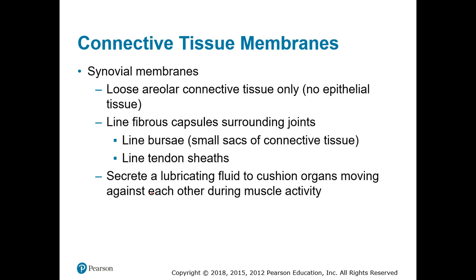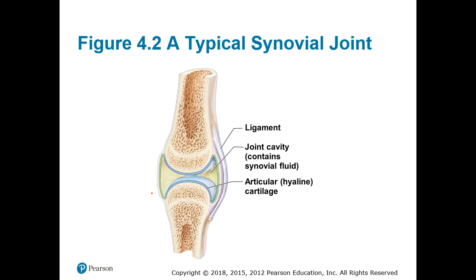These different membranes line fibrous capsules that are located around joints. So they line bursae, which are just small sacs of connective tissue, and they help line tendon sheaths. They secrete a lubricating fluid to help cushion organs moving against each other during muscle activity. So they provide cushion within your joints so you don't have a bone rubbing against another bone.